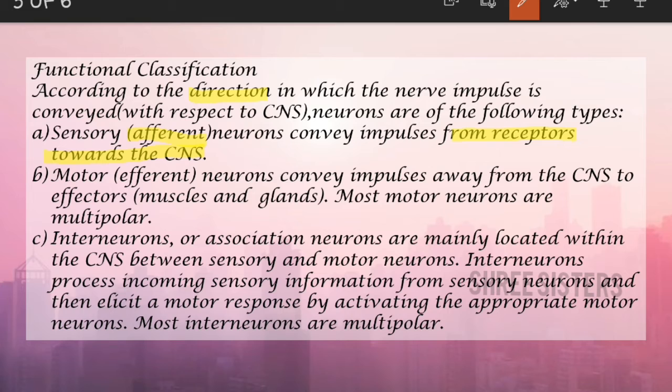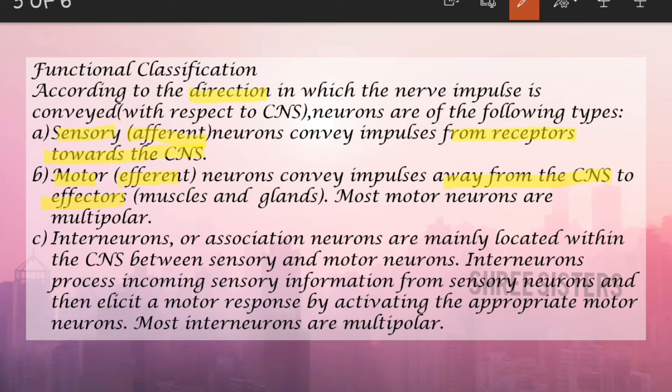And the motor neurons. Motor neurons are also called efferent neurons. They convey impulses away. Motor, in the sense, it will go away. For example, you can remember a motorbike. From home, if you are studying, we'll use it to go away only, right? So you can remember, motor neurons are used for carrying away from the CNS to the effectors, muscles and glands, for doing the movement or something.